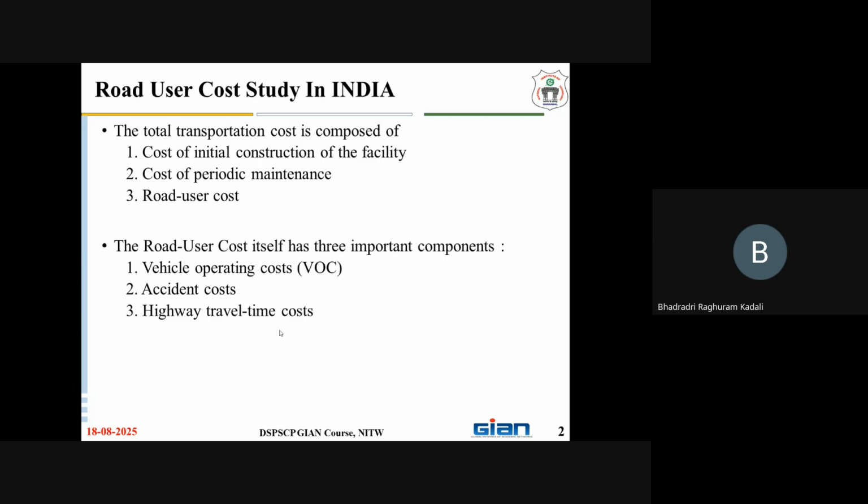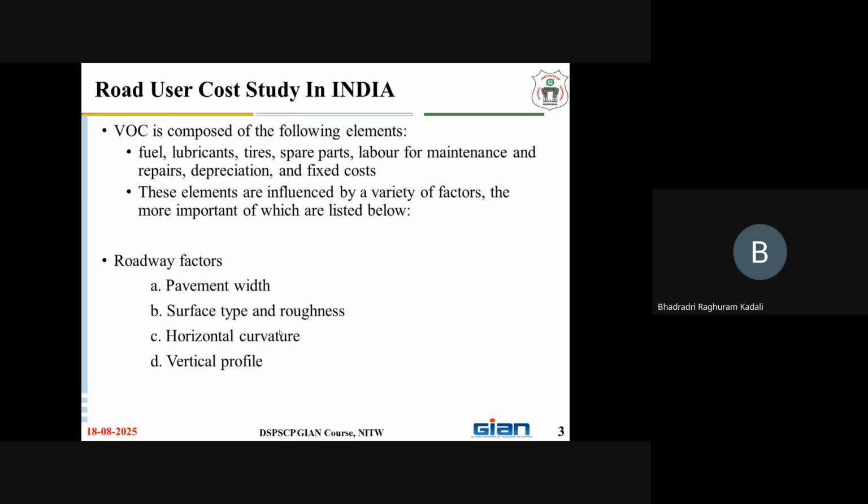And apart from that, the speed corresponding to the given stretch or the selected roadway is another important component. If you see the VOC component alone, the fuel, lubricant, tires, spare parts, the labor for maintenance and repairs, and the depreciation all put together, generally we estimate the vehicle operating cost.